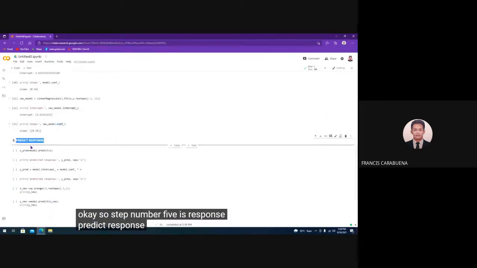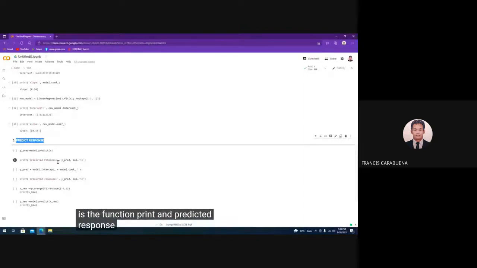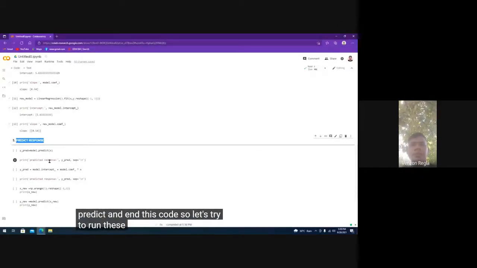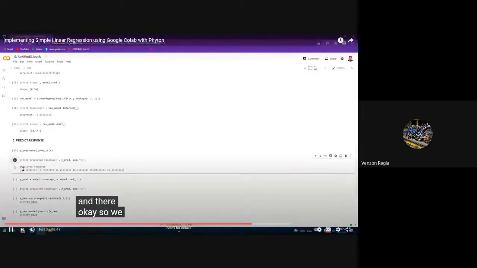Predict response. So once there is a satisfactory model, you can use it for predictions with either existing or new data. To obtain the predicted response, we will use .predict(). So y_pred = model.predict(x). Use the function print with the predicted response y_pred in this code. So let's try to run these two. Okay, so we have the predicted response here.